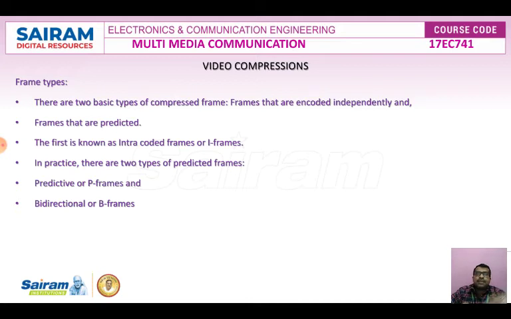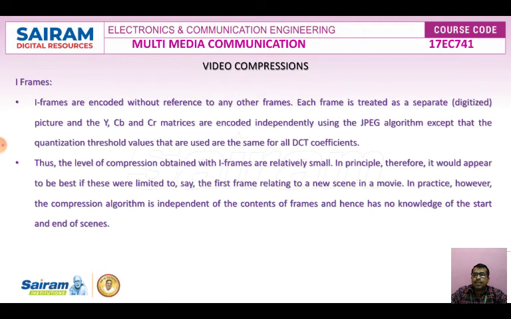Next is the frame types. There are two basic types of compressed frames: frames that are encoded independently and frames that are predicted. The first, where frames are encoded independently, is known as intra-coded frames, or I-frames. Predicted frames come in two forms: predictive, or P-frames, and bidirectional, or B-frames. These are also known as intercoded or interpolation frames.